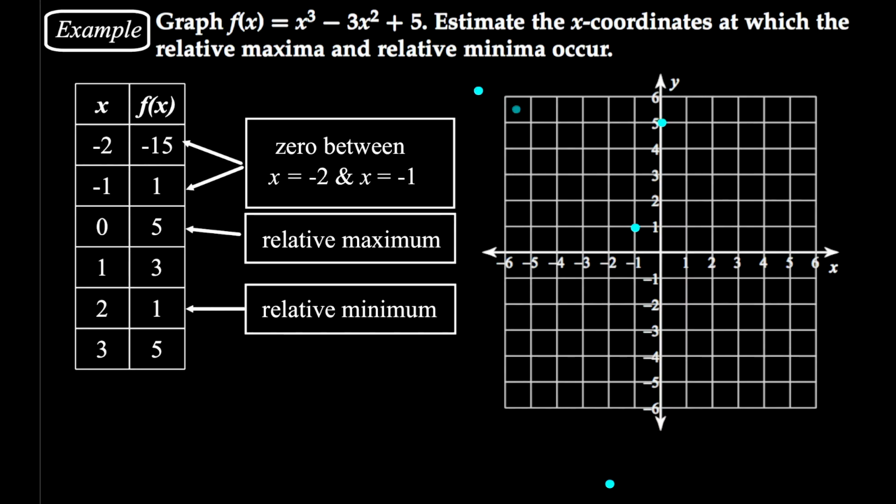1, 3. Right about here. And 2, 1. Right around there. And then the point 3, 5. Back up here. Now our end behavior, this is a positive coefficient, odd degreed.